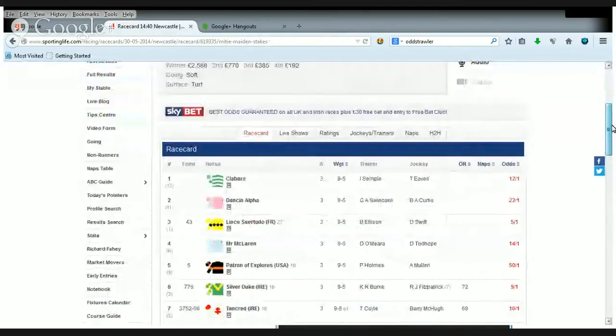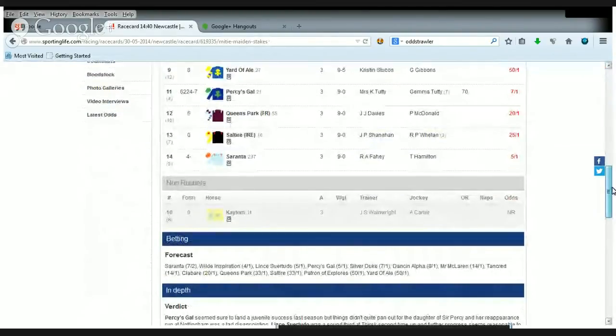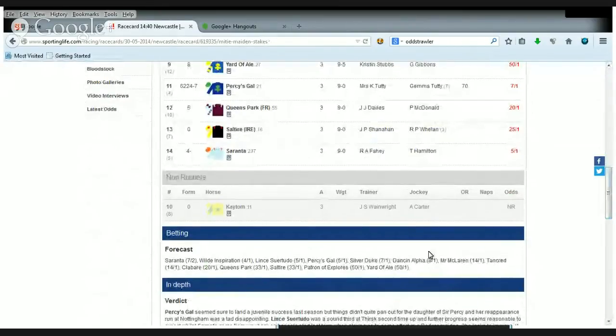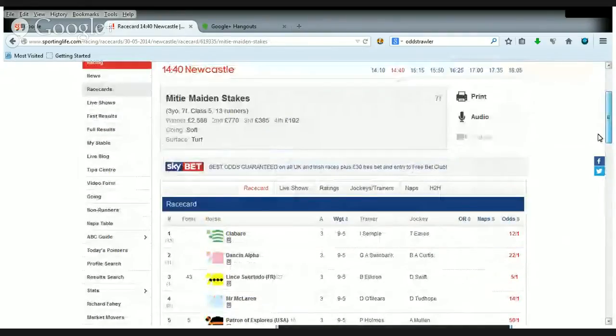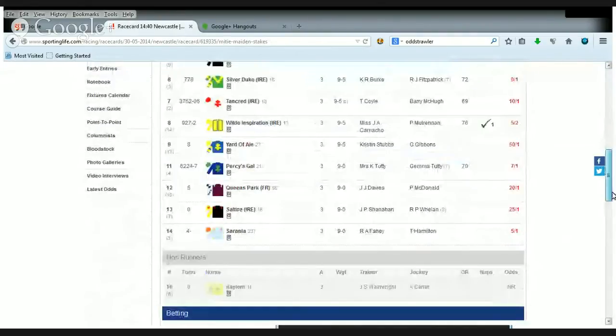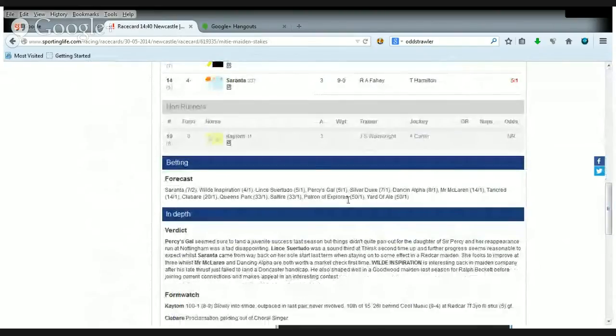13 runners. Is it at the bottom yet? No. So we're looking at 13 runners. As we say previously, it's 3 and 4 selection now on the forecast. So 1, 2, 3 and 4. We're looking at Lince, Tudo and Percy's Gal.